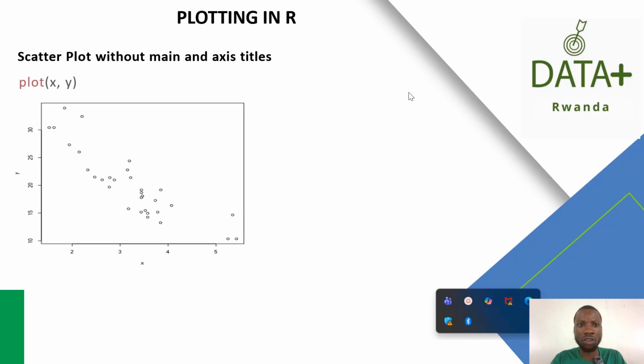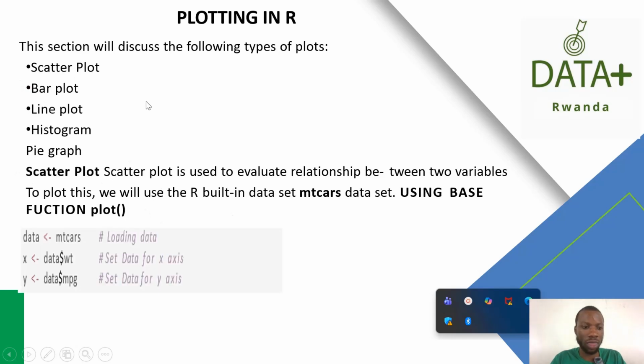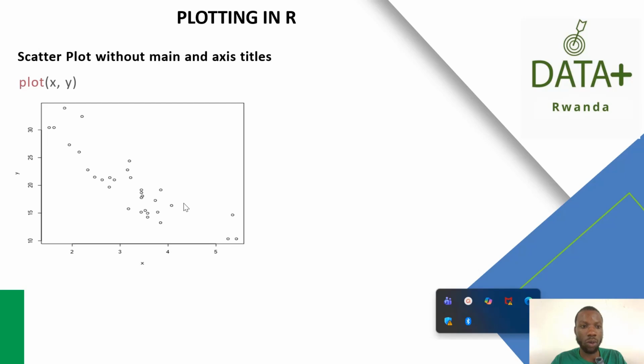If you are trying to make a scatter plot, you just say plot x and y, because you have already defined x and y. If we use the dollar sign, we are selecting only one variable from the data and defining it as x, and that's why we say x and y. So the scatter plot looks like this.